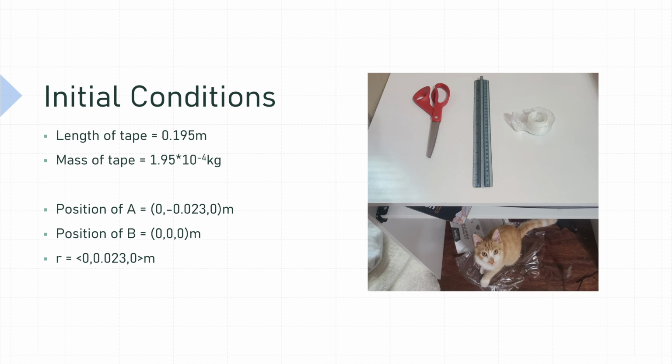So to set up our floating tape, the initial conditions were the length of the tape was 0.195 meters and the mass of the tape was 1.95 times 10 to the negative 4 kilograms. We positioned our tape B around the origin, and then the force of repulsion was felt around 0.023 meters, so our R vector is about 0.023 in the Y direction.